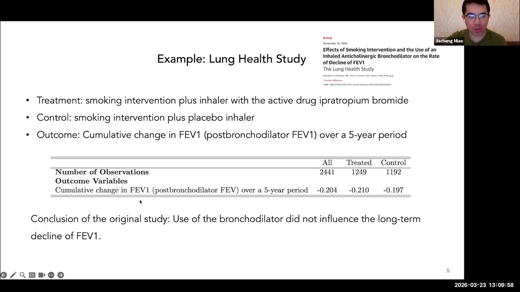But if you look at the cumulative change of the FEV1, you can imagine that people who have a big decrease of their FEV1 values have had a lot of lung function damage. So if this drug is effective, you would imagine that people treated with this drug should have a slower or smaller decrease of FEV1. But if you actually look at these studies, people who are treated actually have more lung function damage compared with the control group, which is quite interesting. But this is not statistically significant. So the conclusion of the original study is that use of this bronchodilator does not influence the long-term decline of the FEV1. So this is very interesting data.